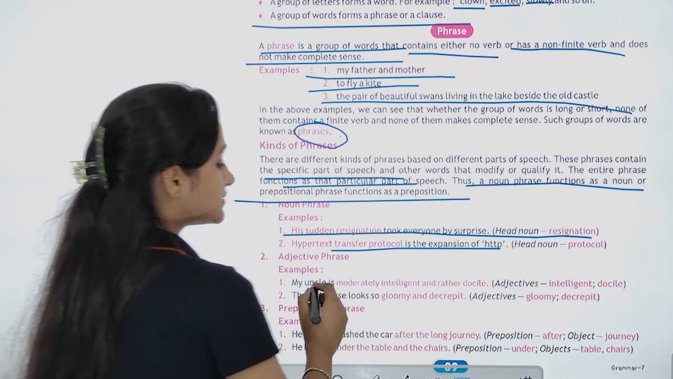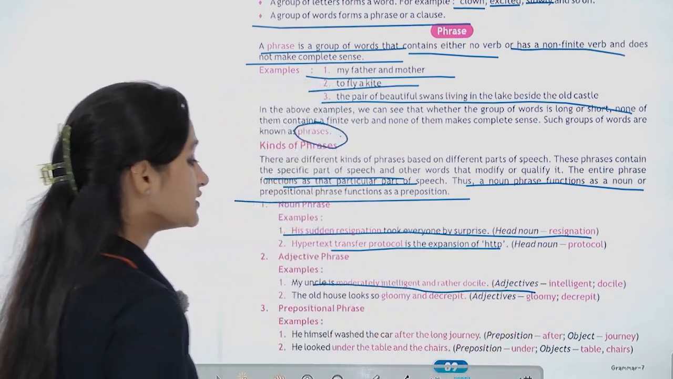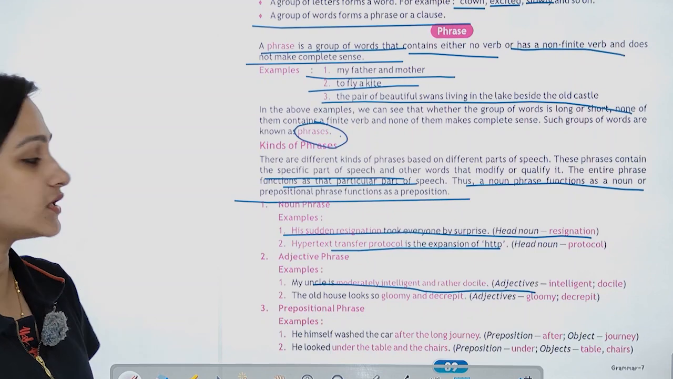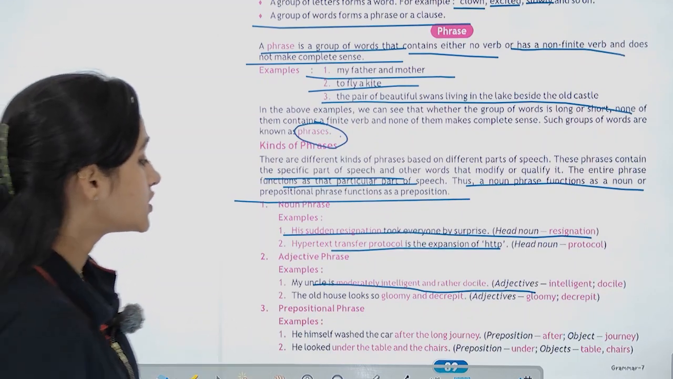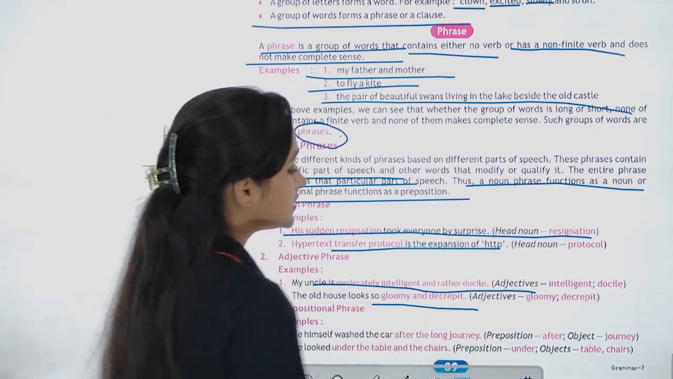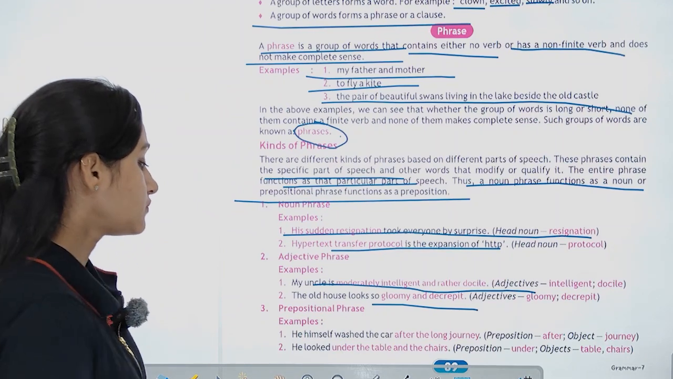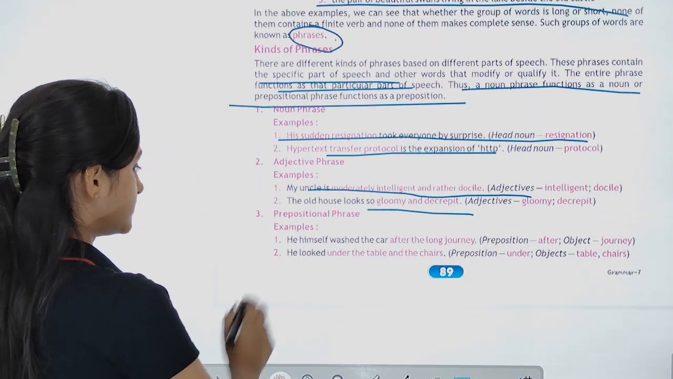My uncle is moderately intelligent and rather docile. Adjective क्या है? Intelligent और docile. The old house looked as gloomy as disrupt. Gloomy और disrupt क्या है हमारा? Adjective है. Now prepositional phrase.